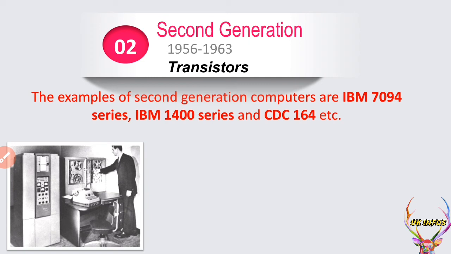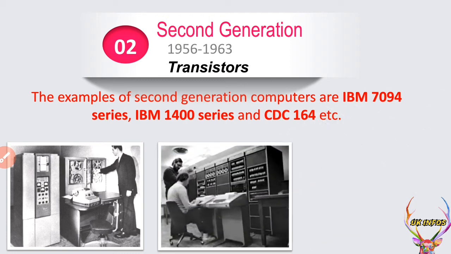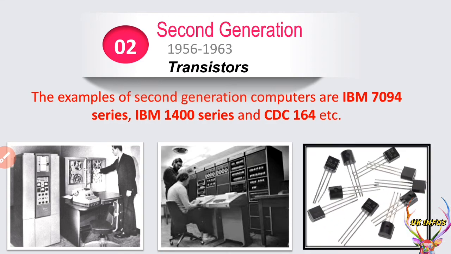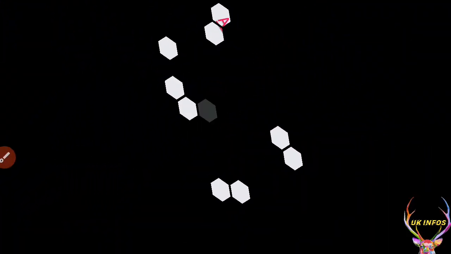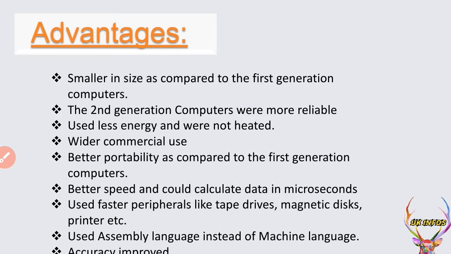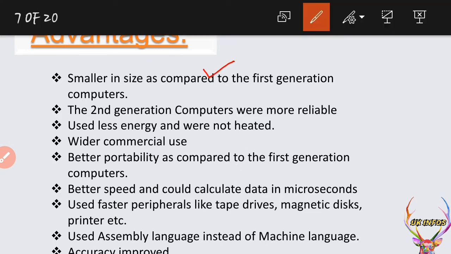Let's see this computer. This is a second generation computer. Compared to the first generation, its size is small. This is also a second generation computer. This is called transistors. Now, the advantages of the second generation. Smaller in size as compared to the first generation. The second generation computers were more reliable, used less energy and did not heat up. Wider commercial use and better portability compared to the first generation.